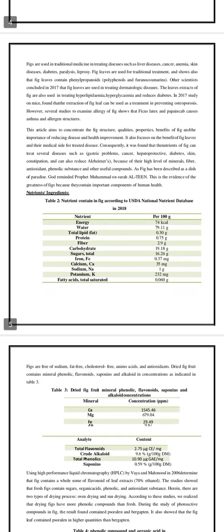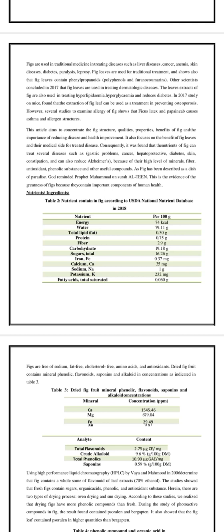Figs are used in traditional medicine in treating diseases such as liver disease, cancer, anemia, skin disease, diabetes, paralysis, and leprosy. Fig leaves are used for traditional treatment and also contain phenylpropanoids. Other scientists concluded in 2017 that fig leaves are used in treating dermatological diseases. The leaf extracts of figs are also used in treating hyperlipidemia and hyperglycemia, and reduce diabetes.